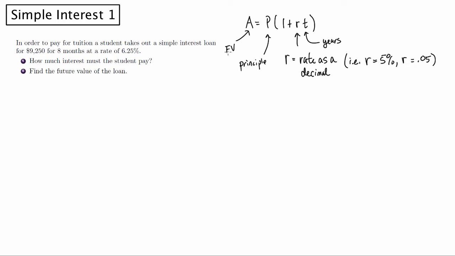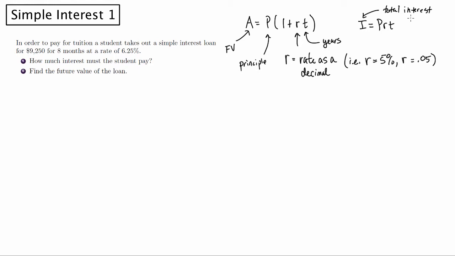All right, the other formula that we had was that the total interest earned or owed is going to be PRT, where R and T are the same, P is the same, I is the total interest, either earned or owed.